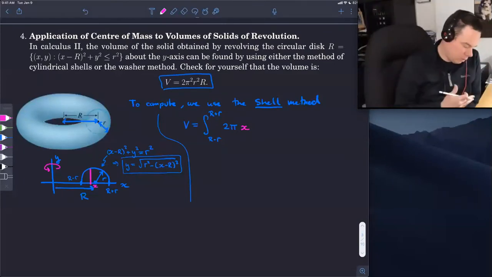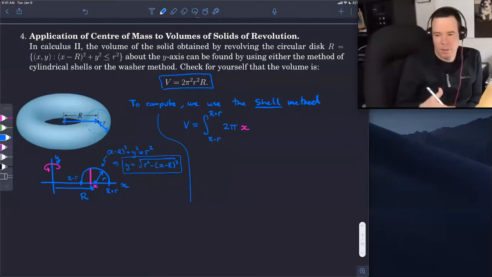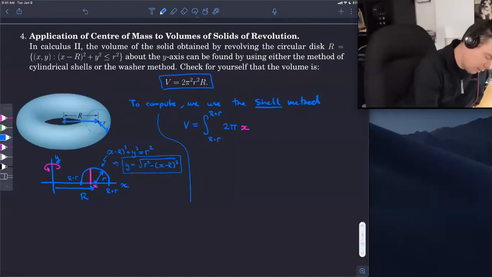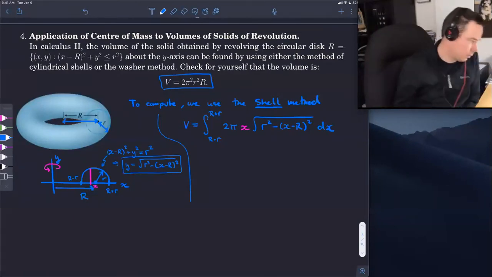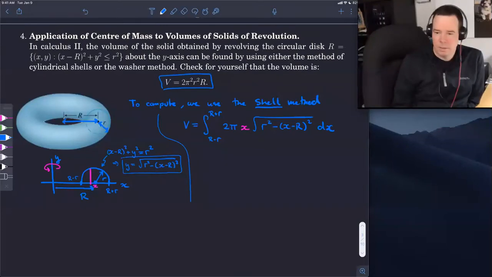And we let those x coordinates sweep out the values from big R minus little r to big R plus little r. And then we need the height. So it's 2 pi times the distance to the axis of rotation times the height of the cylinder that that slice is going to create. And the height is given by the square root of r squared minus (x minus big R) squared, and that's dx. And so that's the volume we end up getting.